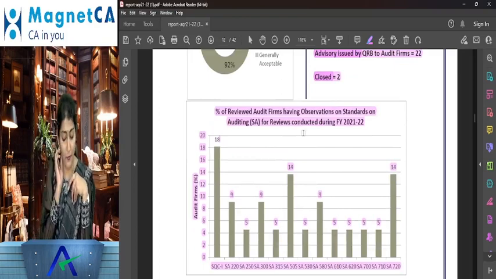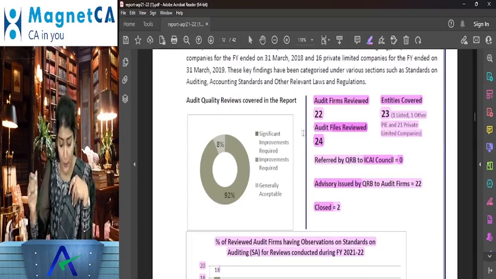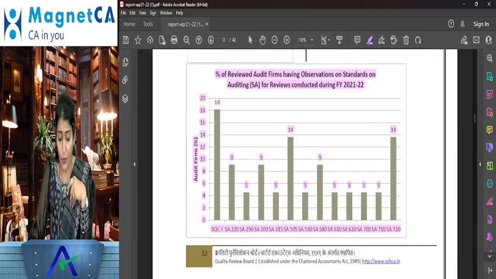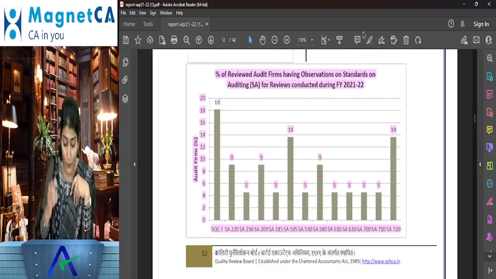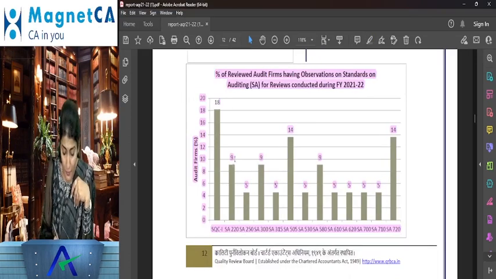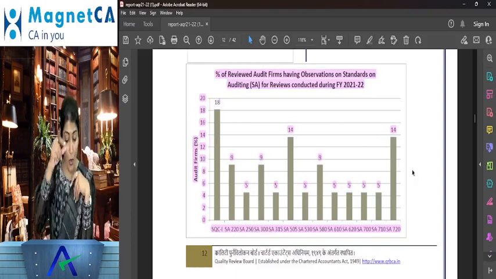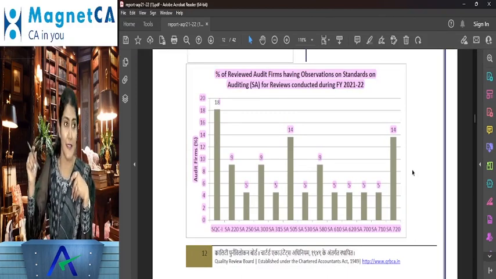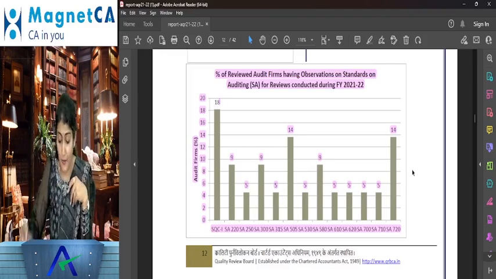Okay. Then the percentage of the reviewed audit firms. How many audit firms were there? 22. And how many audit files were picked up? 24. Percentage of the reviewed audit firms having observations on the standards on auditing. So what was found out? That 18% of the firms are not following SQC1. 9% of the firms are not following SA 220. 5% of the firms are not following SA 250. So this is the non-compliance with the auditing standards. That means the CAs are not doing the audit as per the standards on auditing.